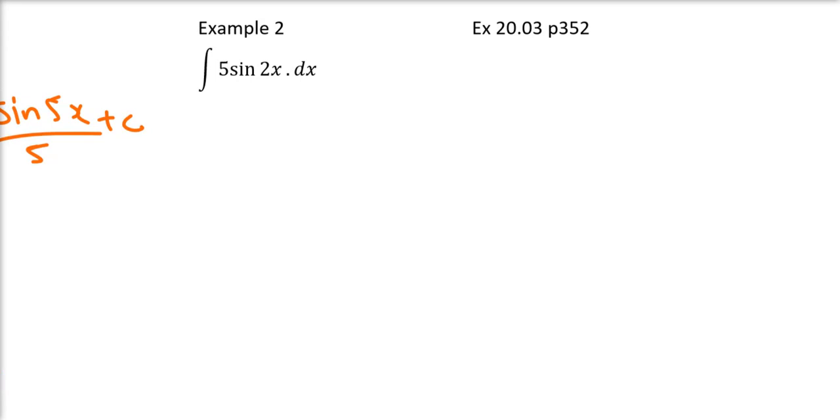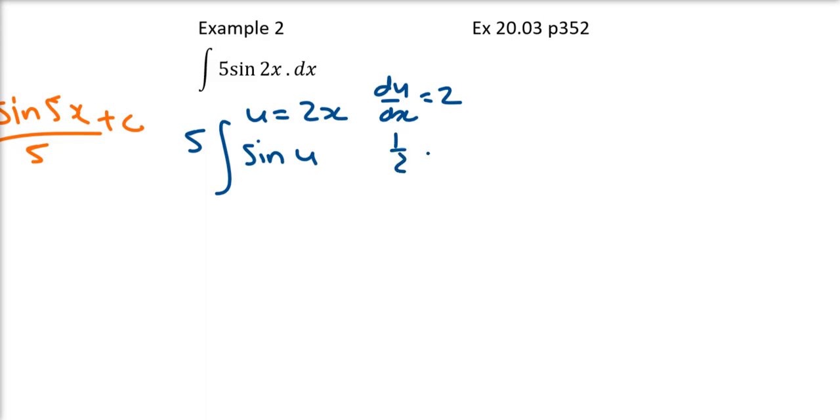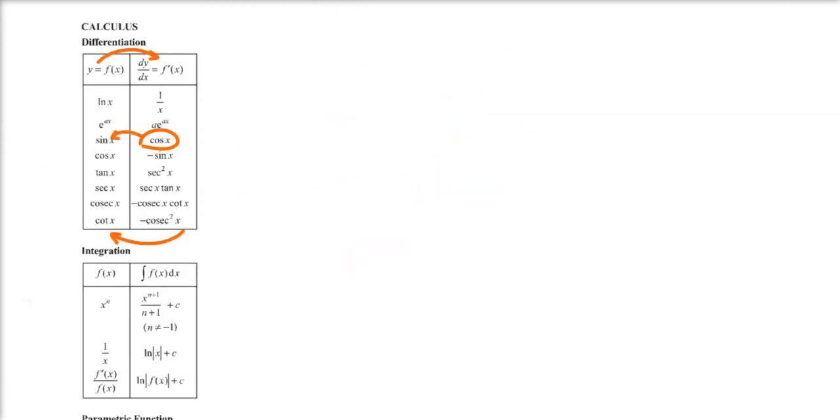And then u equal cos u. So if we say u is 2x, take the dx, 5 out the front, that's going to be sine of u. We're going to say du by dx is going to be equal to 2. So half du is equal to dx. So if I put the du there and I put the half there, hopefully you can see what I've done there. Sine, going back to my formula sheet.